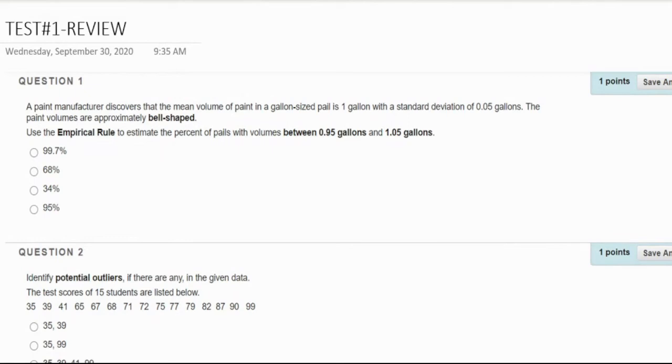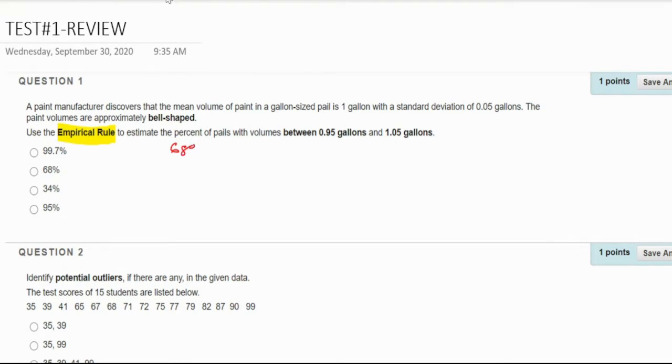Okay, so when we look at question one, sometimes the question gives away certain basic clues. For example, the question indicates that this is the empirical rule, right? So we know that if it talks about the empirical rule, then what should we be thinking about?